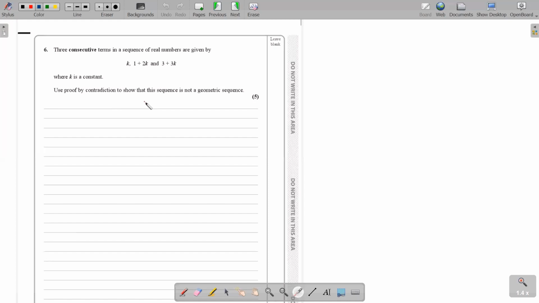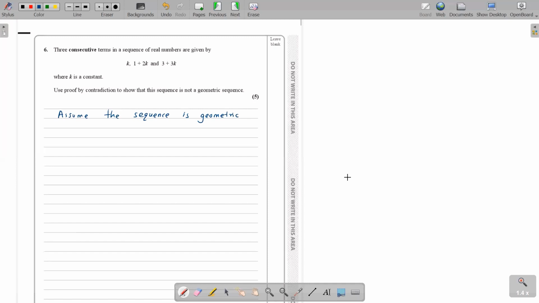So now here, what's the assumption we made? They say 3 consecutive terms in a sequence of real numbers are given by this, and we have to use proof by contradiction to show that this sequence is not a geometric sequence. So what is the assumption we use? You have to say that what they're saying is false. So we assume that our sequence is geometric. We take the negative of the statement they give us. Okay, so we assume the sequence is geometric.